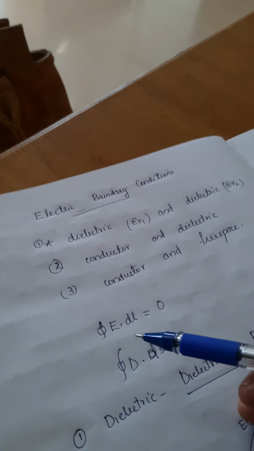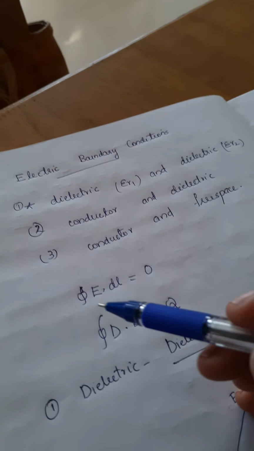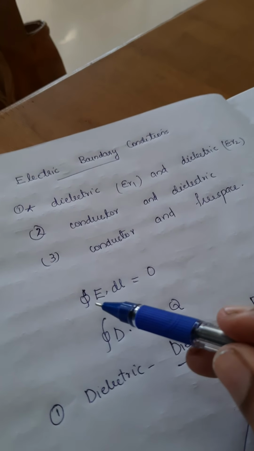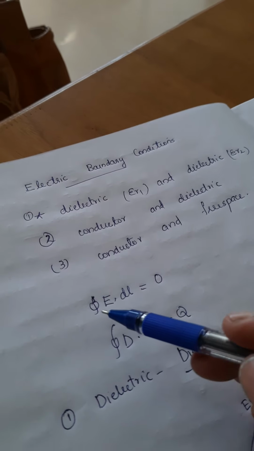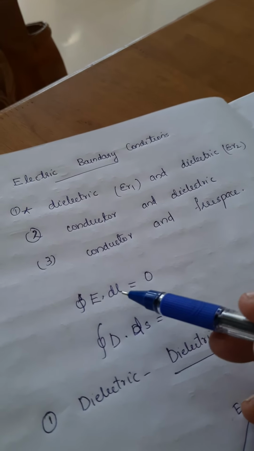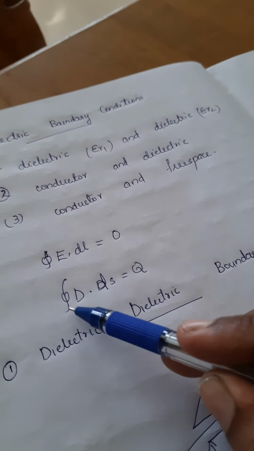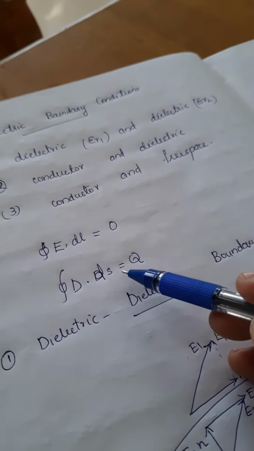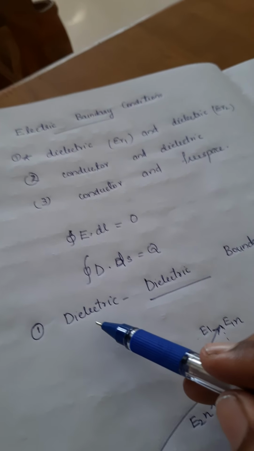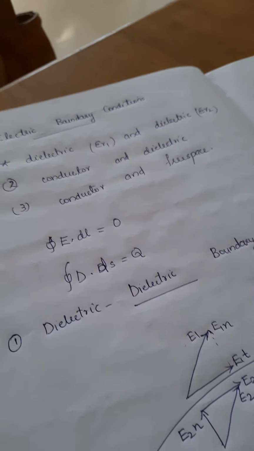For deriving all these conditions, we have two governing equations. The first is from the electrostatic field, that is, closed integral E dot dl is equal to 0, and the second is from Gauss's law, that is, closed integral D dot ds is equal to q. So we can consider the first case, that is, dielectric boundary conditions.